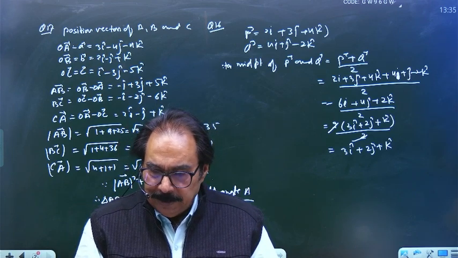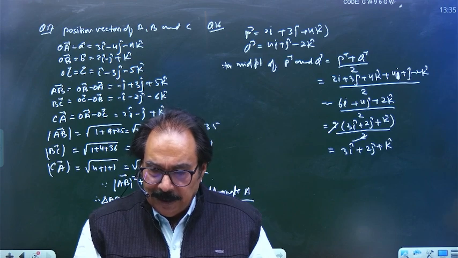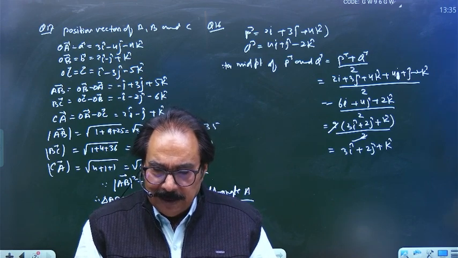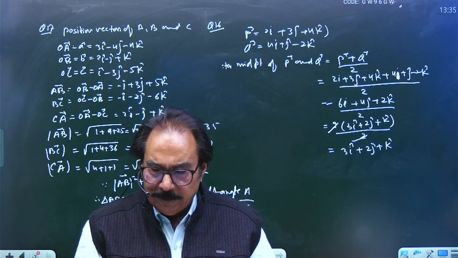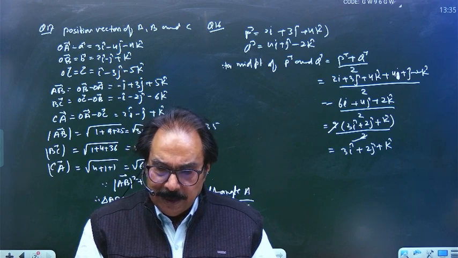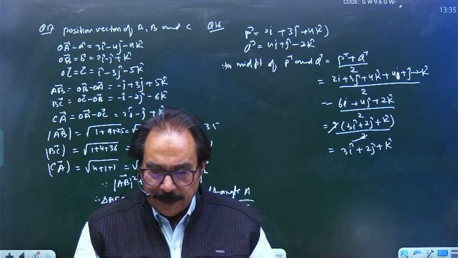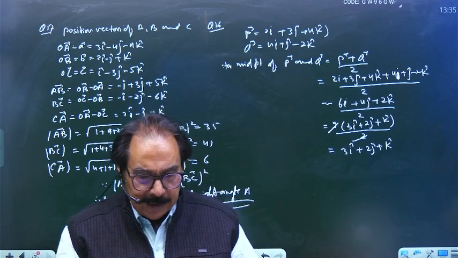Now AB plus BC is equal to AC, and if you transfer, then it will be minus AC, but here it is given minus CA. So this is not true. Okay, so C is the correct answer.